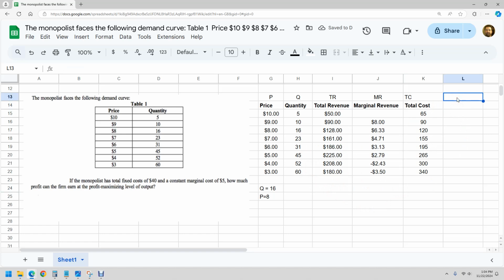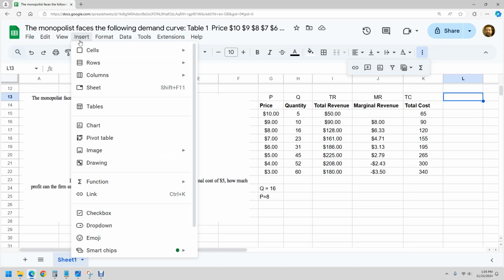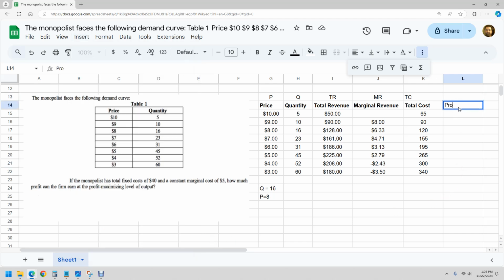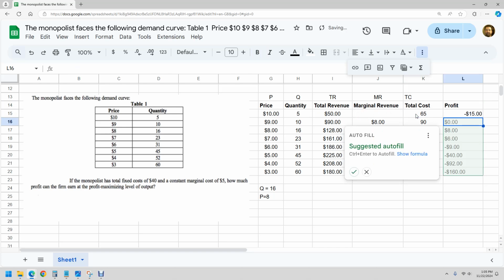And then if I want to know profit, often we write profit with a pi symbol, and I don't know where that is on Google Sheets. I'm sure it's somewhere up in here. No, those are functions. You can insert an emoji, so maybe there's a profit emoji that I'm not aware of, but I'm just going to write out profit. Profit is whatever our total revenue is minus our total cost.